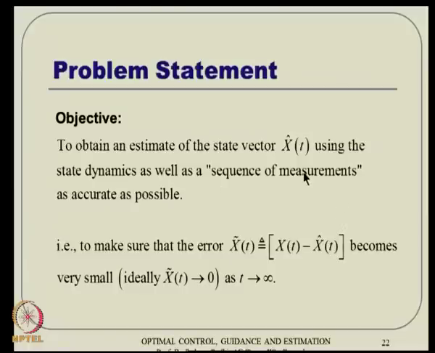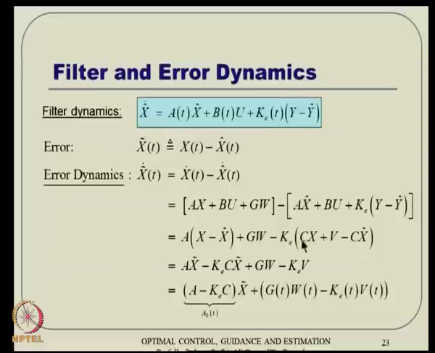The objective remains exactly the same again. We want to have some sort of an estimate for which the error should go to 0 as t goes to infinity. So, we again had the same filter dynamics, and then we have this error definition x tilde something like this. Then we have this error dynamics, which we derive in exactly a similar way.